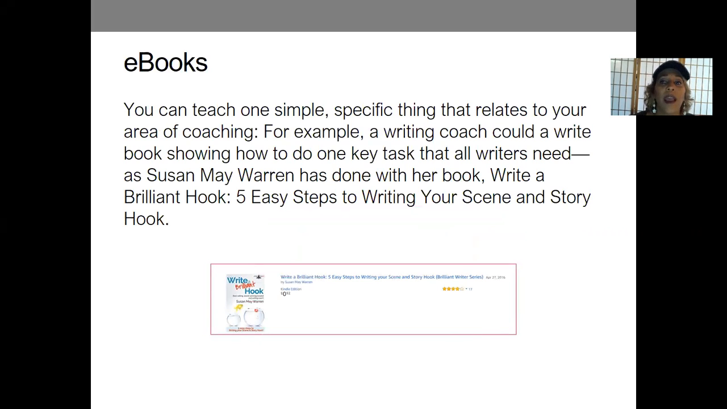For example, a writing coach could write a book showing how to do one task that all writers need. Susan May wrote a book on five easy steps of writing your scene and your story hook. That's just one particular ebook. I buy that ebook, I read it on my device, and that's five easy steps.